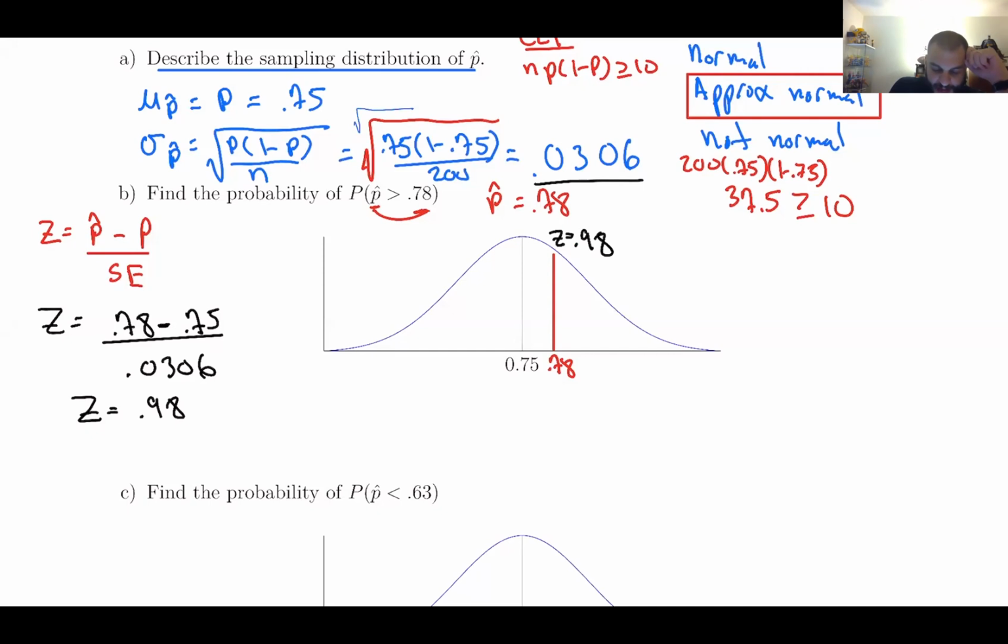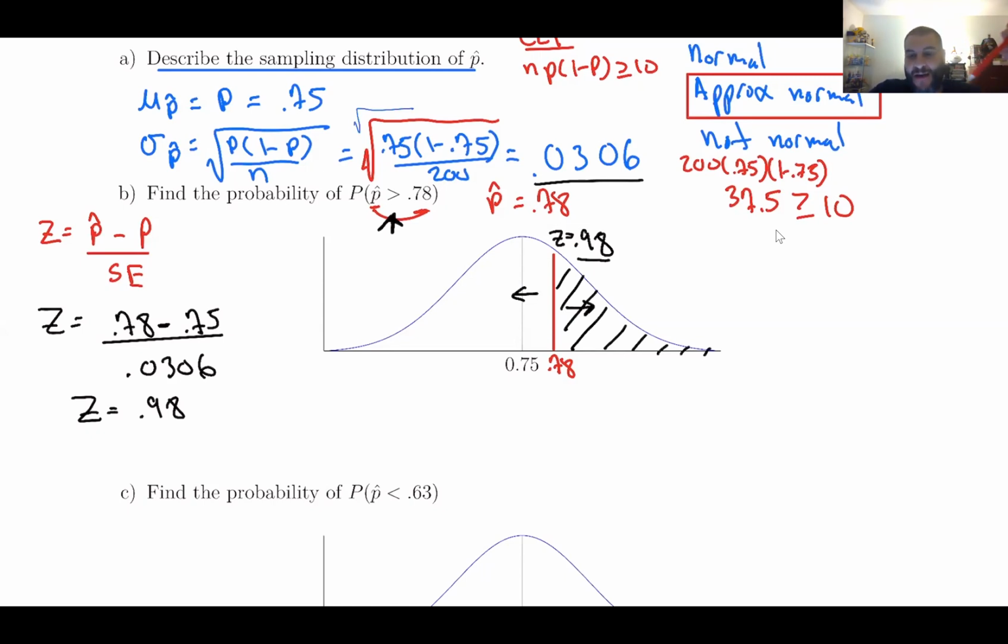So if we go back and look at this, it says find the probability that p-hat is greater than 0.78. So which side of the 0.98 should I shade? Should I shade the left side or the right side? Cool. All right, everybody's saying the right side. And by everybody, I mean the 2 or 3 people. All right, so we shade the right side.